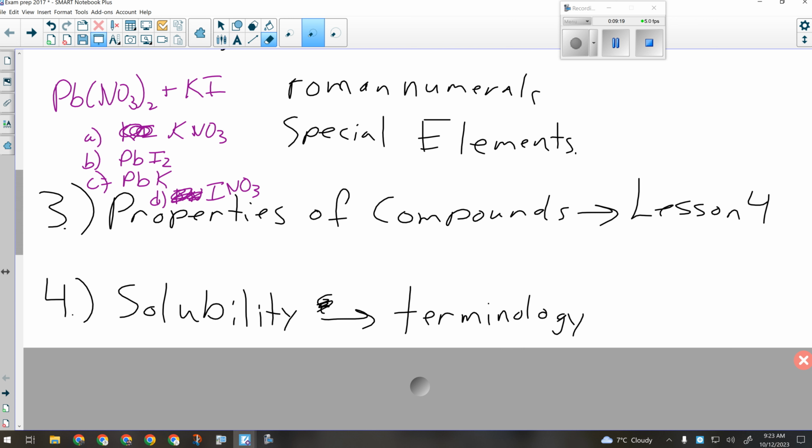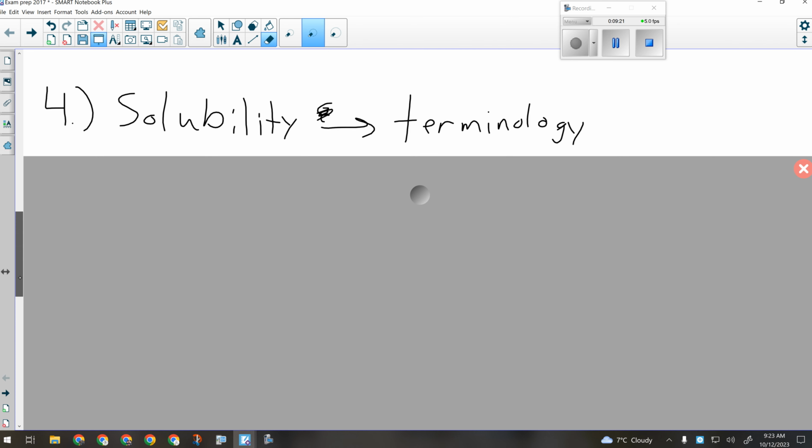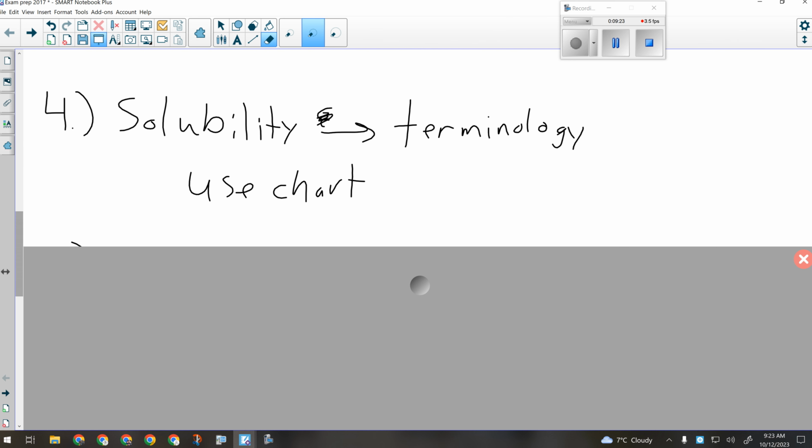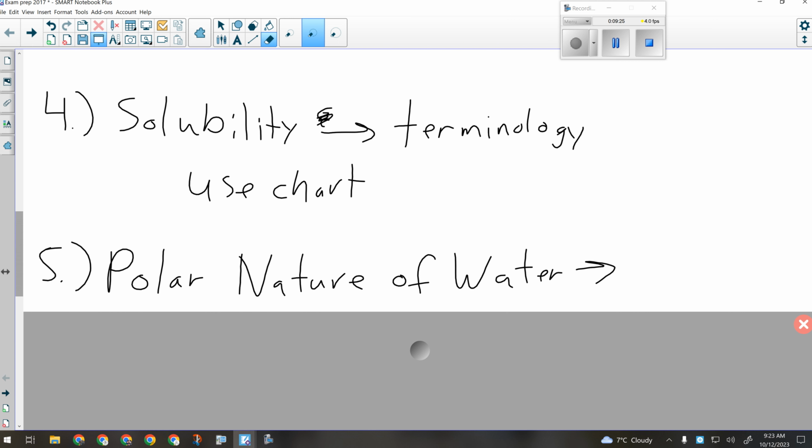So using your solubility chart, knowing the terminology, and the polar nature of water was also in lesson 7. Here's what you need to know about the polar nature of water. You need to be able to explain what it means to be a polar molecule. That's that whole uneven sharing of electrons because one part is more electronegative than the other. You've got to be able to explain it.